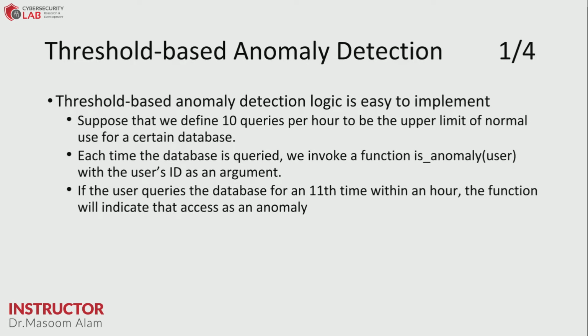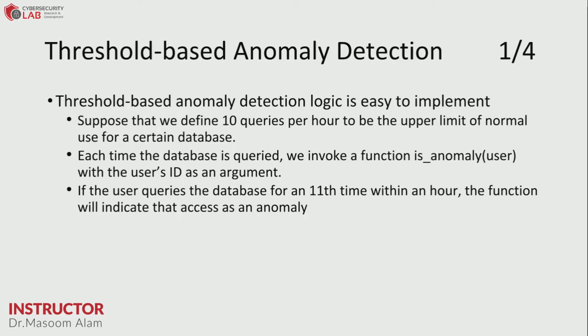Threshold-based anomaly detection is to apply the detection logic on a fixed value. For example, suppose that we define 10 queries per hour to be the upper limit of the normal use of a certain database. That is the fixed value. That is the 10 queries which are defined for all the users. So if the user queries the database for the 11th time within an hour, the function will indicate that access as an anomaly.